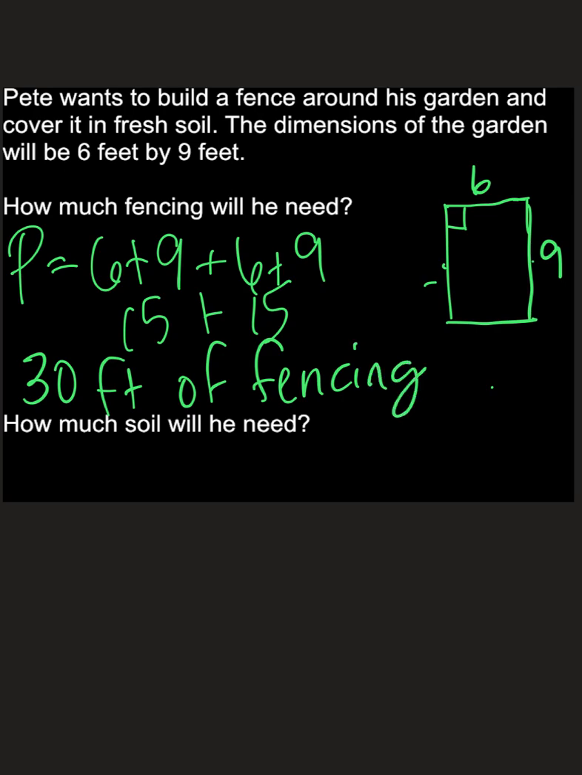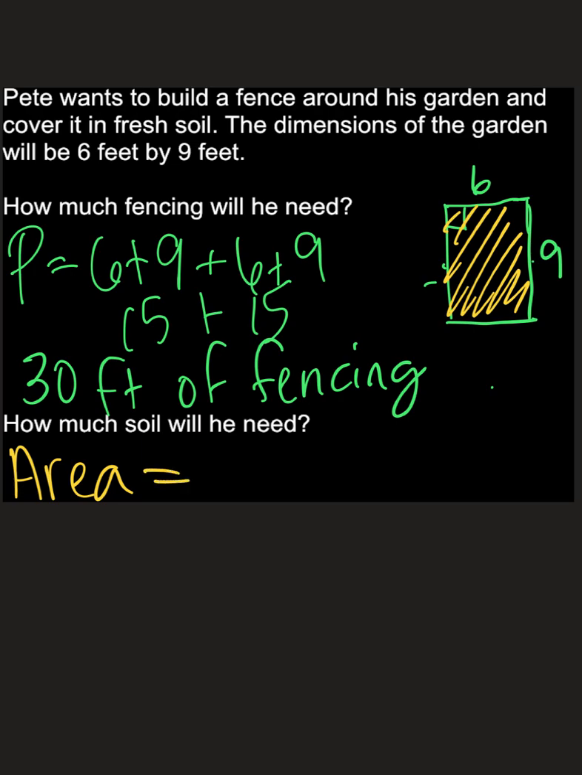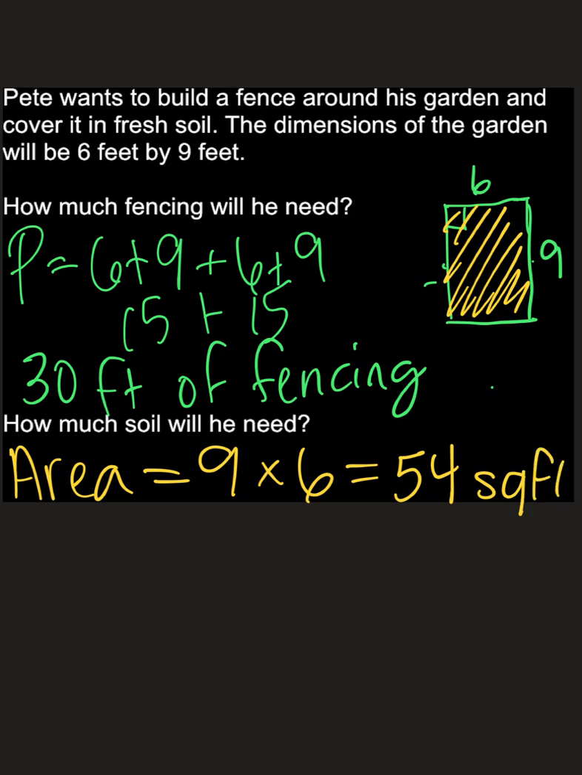How much soil will he need? Well, the soil is the area, right? Because I'm covering the entire space in here with soil, okay? So to find my area, I'm going to multiply my base times my height. In other words, 9 times 6. And I get 54 square feet of soil.